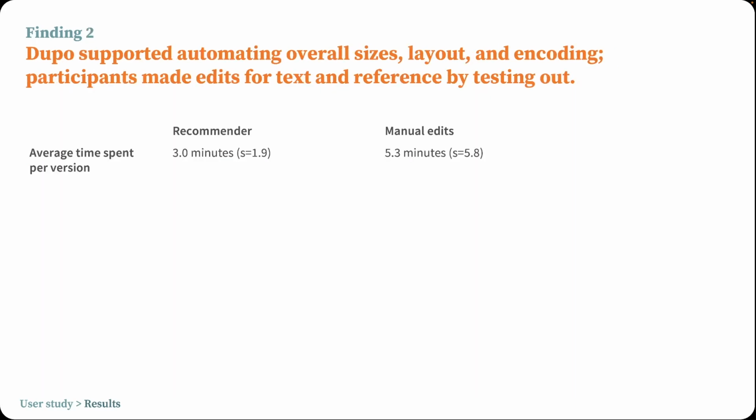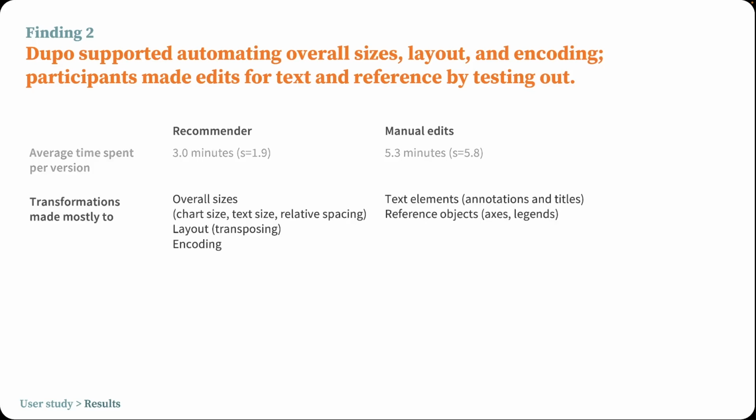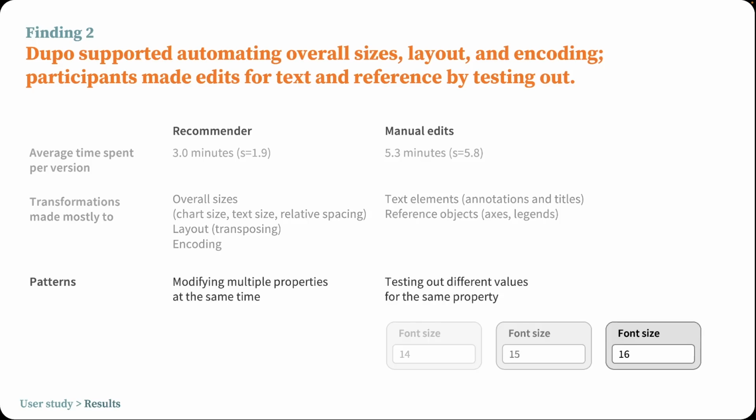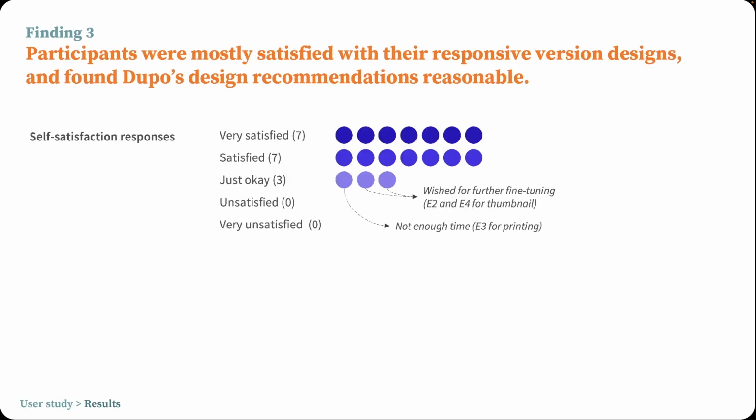Participants generally spent less time using the recommender than making manual edits per version. Dupo was used to automate changes to overall sizes, layout, and encoding, while participants tended to manually modify text elements and reference objects. While Dupo offered transformations to multiple properties at the same time, participants tested out different values for the same property. For example, they applied different font sizes to find the optimal one.